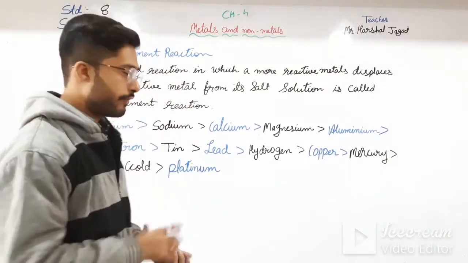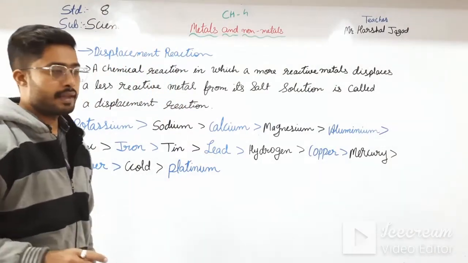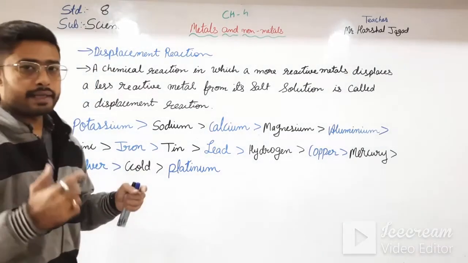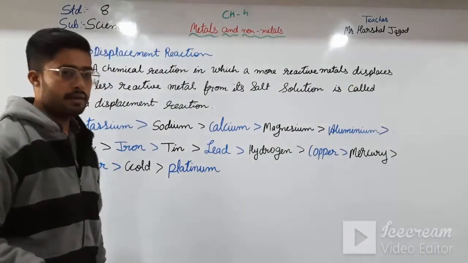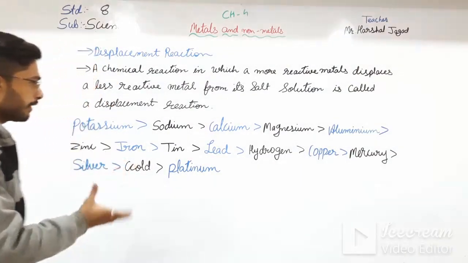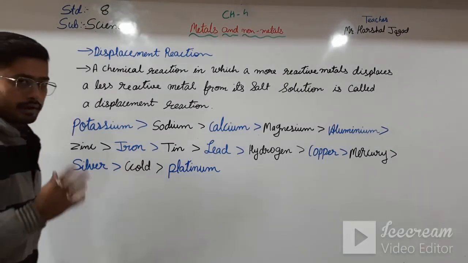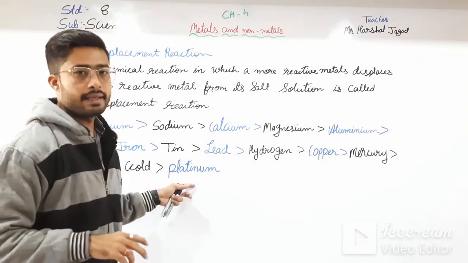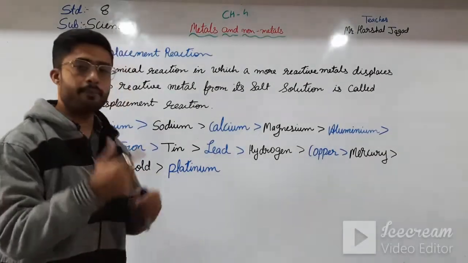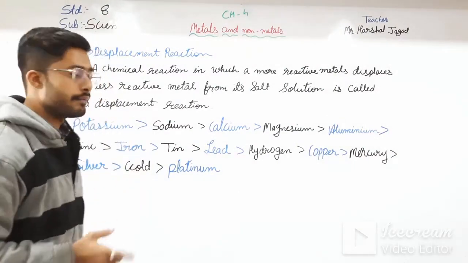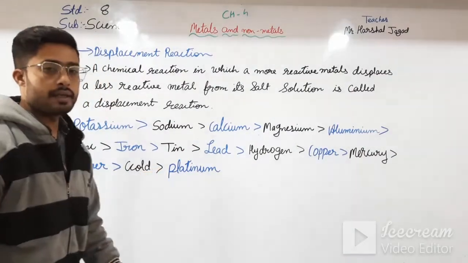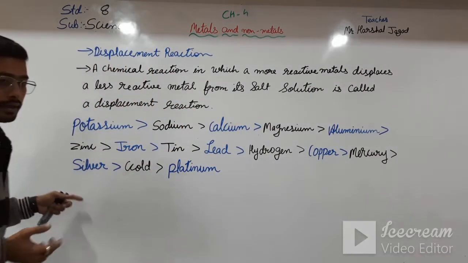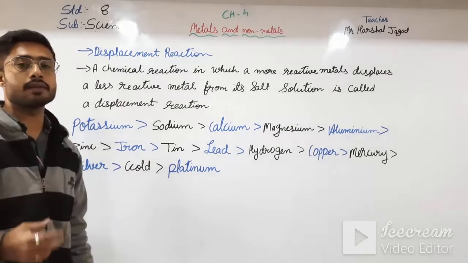So if in the reaction there is platinum in the salt and the other metal we add is gold, then it will not replace the platinum. Why? Because gold is less reactive, so it will not replace it. Then after, if we add silver in a gold salt, then it will replace the gold and forms a salt.